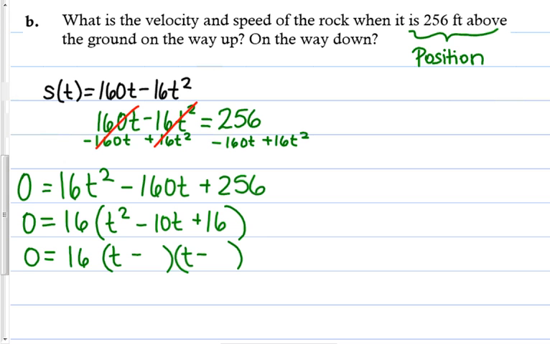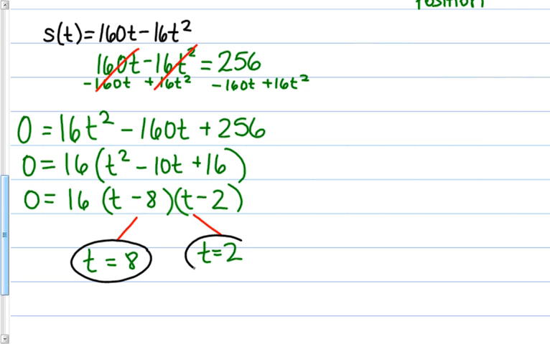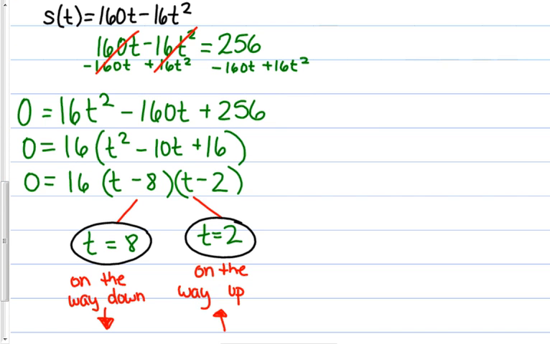I need two numbers that multiply to 16 but add up to negative 10, and that's negative 8 and negative 2. I'm going to use the zero product property to figure out what my two t values are. So I get t equals 8 and t equals 2. Now, I have two times because this object did reach 256 feet twice. Once on its way up and once on its way down. So I have my two times at which the position was 256 feet. Like I said, one on the way up, one on the way down.